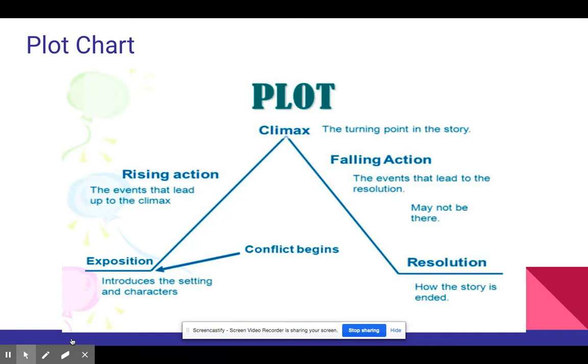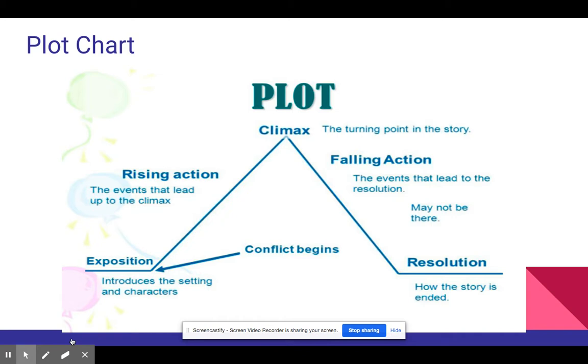It has the 5 elements of plot: the exposition, the rising action, climax, falling action, and resolution. Also, in your plot chart, you're always going to want to include your main conflict. So, what was the issue in the story? So, let's go over each one of these.